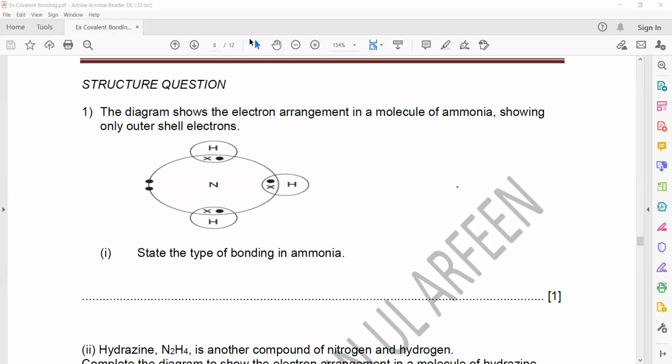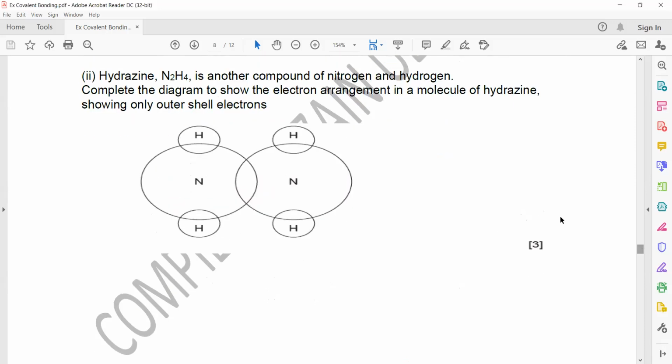So the structure questions related to the topic covalent bonding. The diagram shows the electron arrangement in a molecule of ammonia, showing the outer shell electrons only. As you can see, state the type of bonding in ammonia. So what kind of bonding? Because there is a sharing of electrons. Whenever there is a sharing of electrons, that bonding is known as covalent. Or if two non-metals are involved, that is also known as covalent.